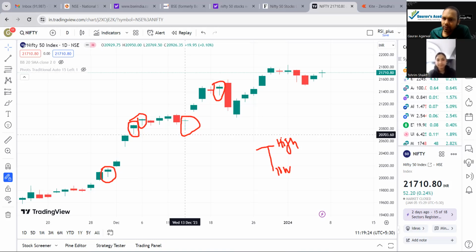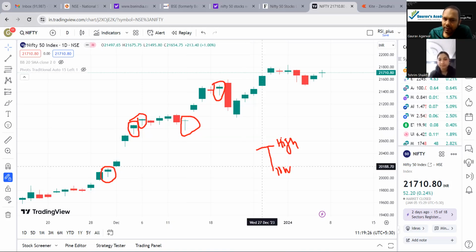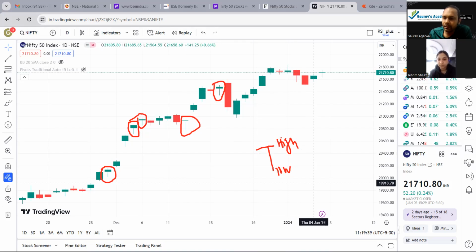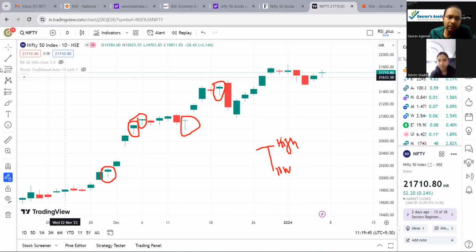So how do you have to trade the hammer? Whenever a hammer is formed, you have to see the high price and low price. Because once a hammer is formed, I don't know whether the market will go up or down from here, right? We don't know. So we have to track the high price and low price.